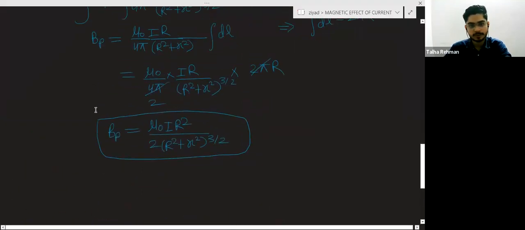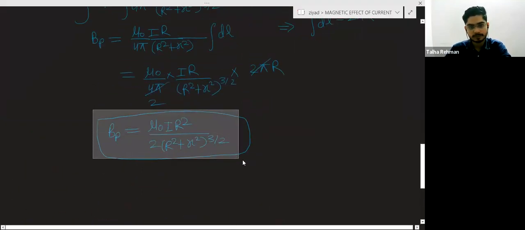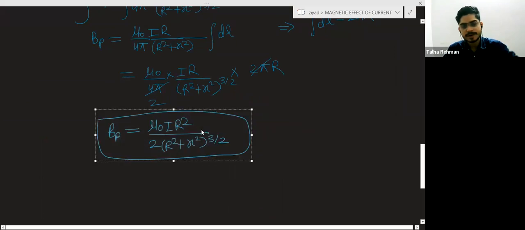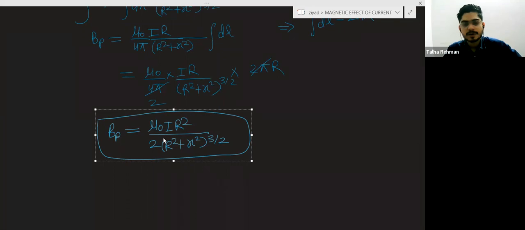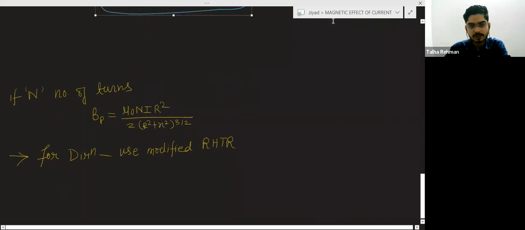This formula we got: mu 0 I r square multiplied by r to the power 3 by 2. This is the formula we will use if there are n number of turns in the coil.